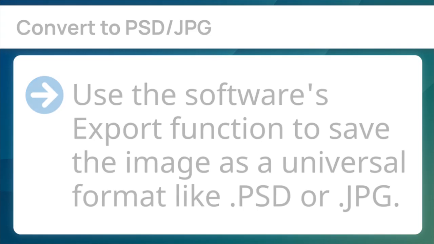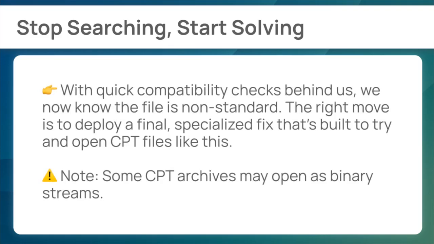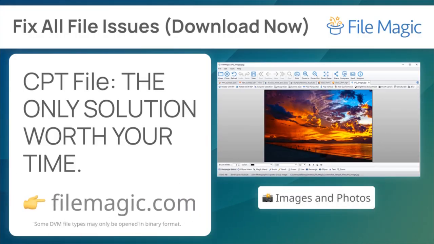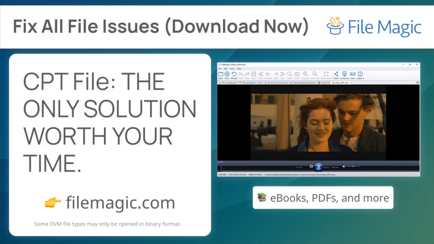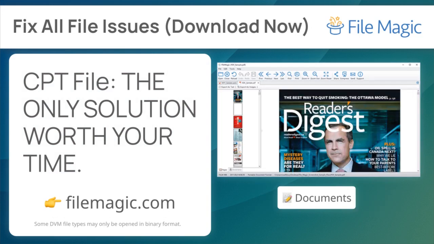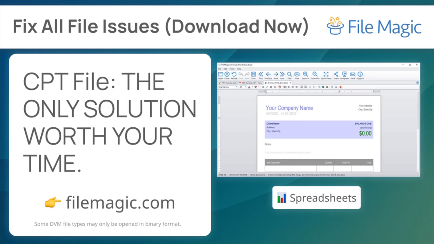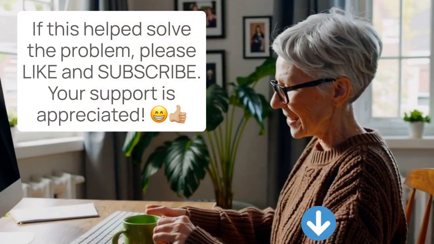If test results show the CPT file is completely non-standard, the final move to the specialized recovery tool is mandatory. It's the advanced option designed for this type of file, so it's worth a shot. When even the specialized programs couldn't crack the CPT file, the issue is beyond simple fixes. File Magic is the next step. A powerful universal program designed to read the hundreds of formats that frustrate Windows. Find it at filemagic.com.